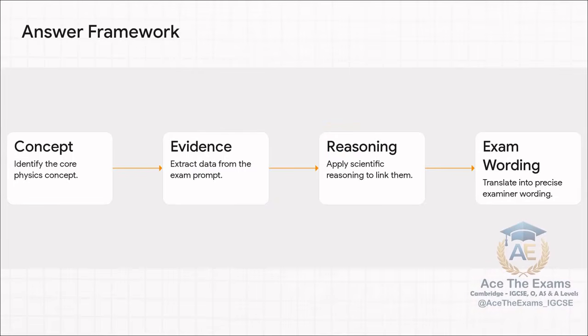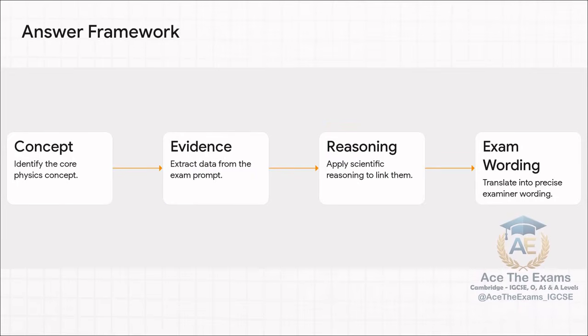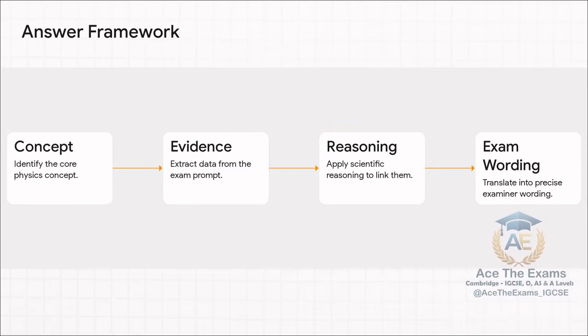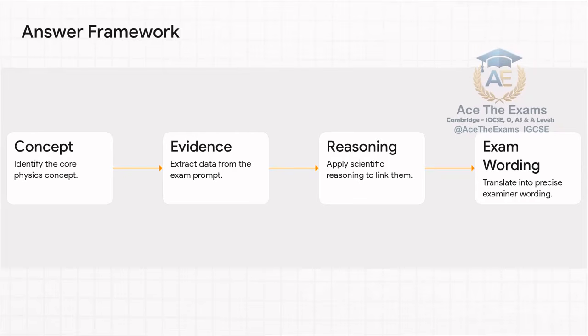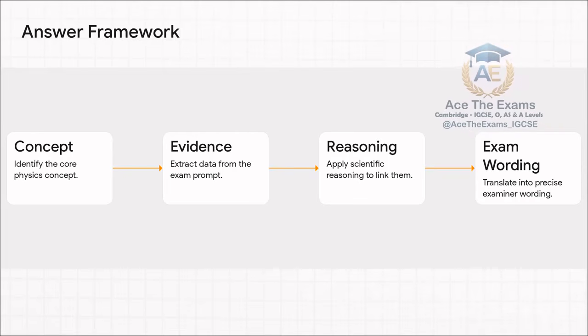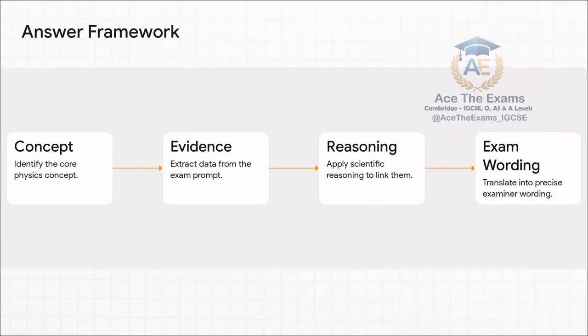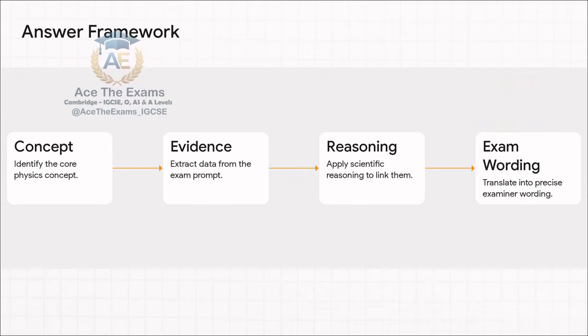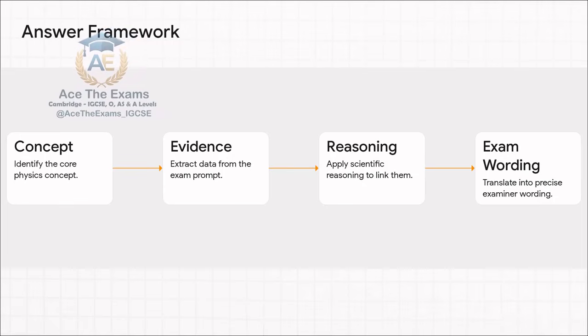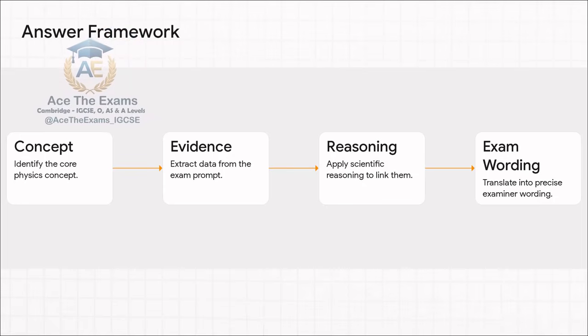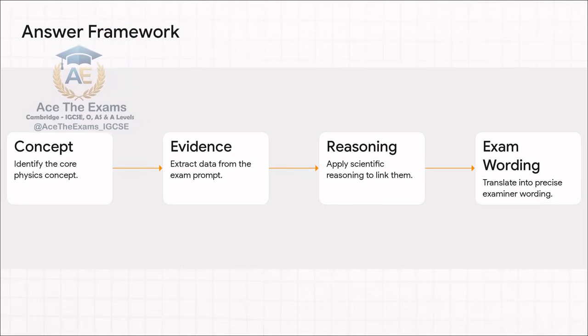Okay, so this four-step procedural framework is basically your secret weapon. It turns raw theoretical concepts into the highly specific format those examiners are hunting for. Step 1, identify the concept, like the conservation of linear momentum. Step 2, pull the specific evidence or data directly from the exam prompt. Step 3, apply your scientific reasoning to link the concept to the data. And finally, Step 4, translate all of that into precise examiner wording. Seriously, if you skip any of these steps, your analytical depth just shatters.